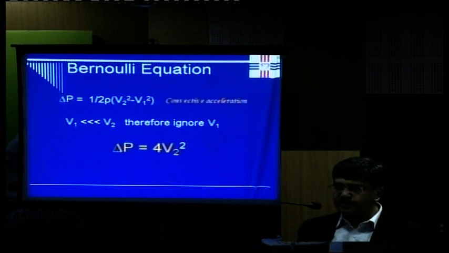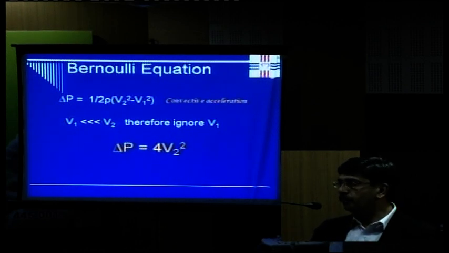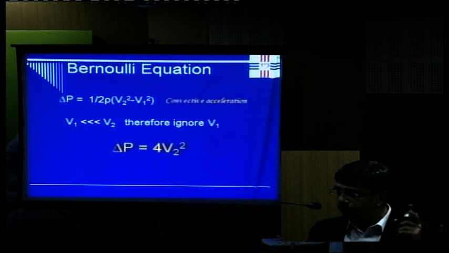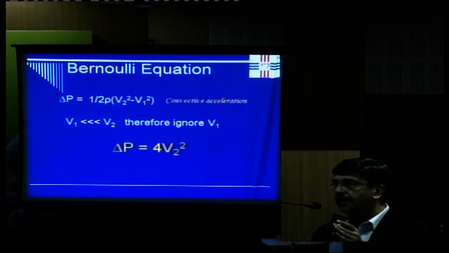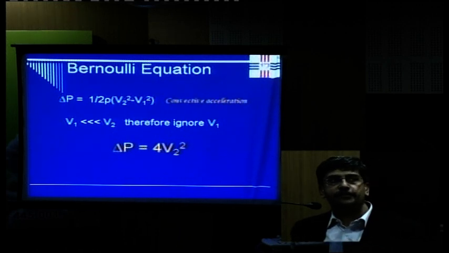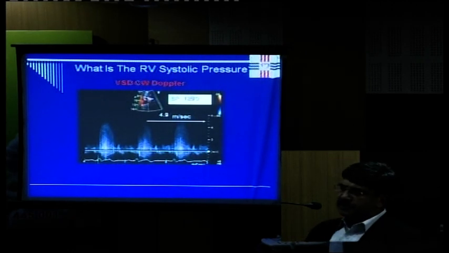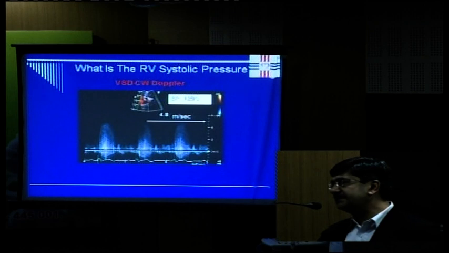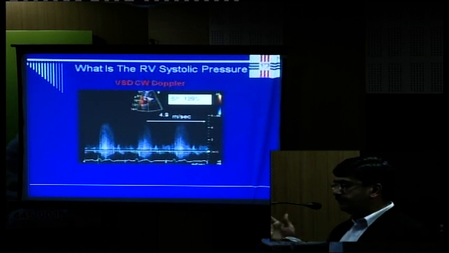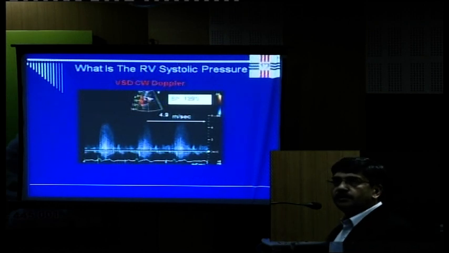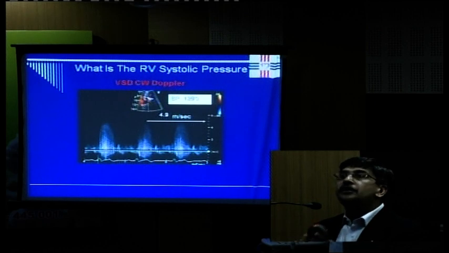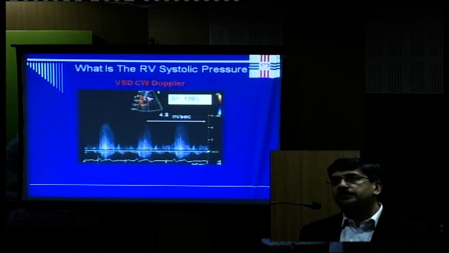But Bernoulli you must all know. Bernoulli is 4V square. How Bernoulli has come, let us leave it, but final Bernoulli is 4V square. That means the pressure difference across the chamber in flowing blood or flowing fluid is 4V square. And how do we do that? Put a cursor across tricuspid valve, mitral valve, VSD, and you measure the pressure difference in one chamber and the pressure in another chamber.